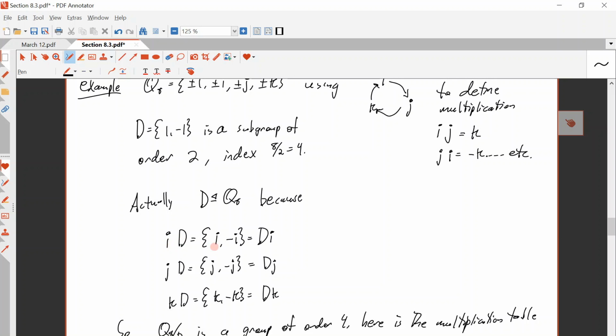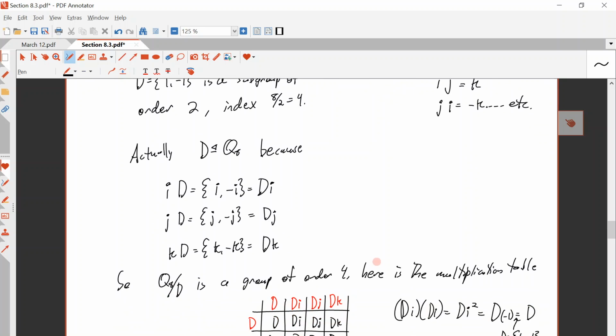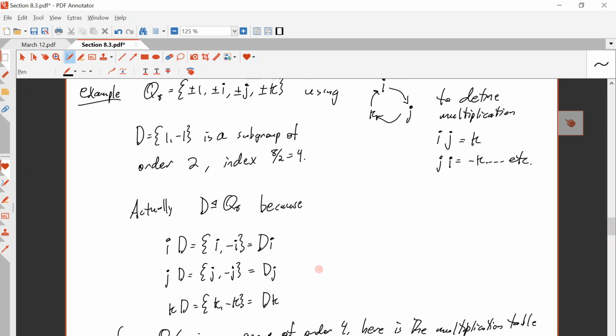I times D is the set {i, negative i}, which is the same as the set D times i. Same thing for j and k. So that's one reason. Another reason is because D is the center of the group Q8, which we'll go over again. We talked about it before, but it's an important concept. There's one more theorem in the section I want to do, and that has to do with the center. So this is a nice warm-up example.